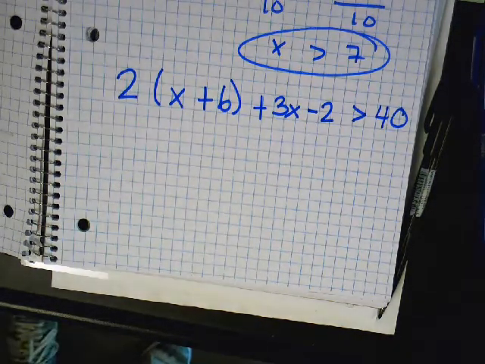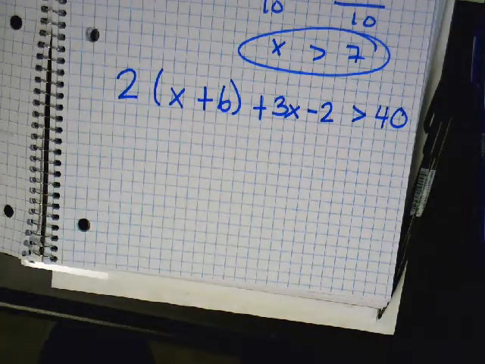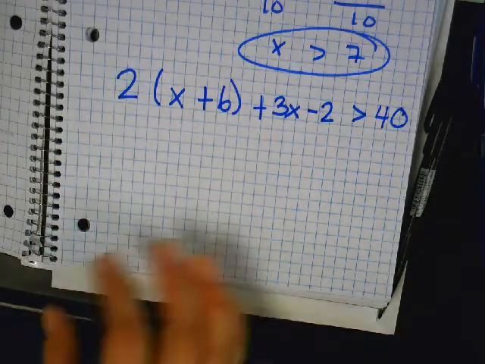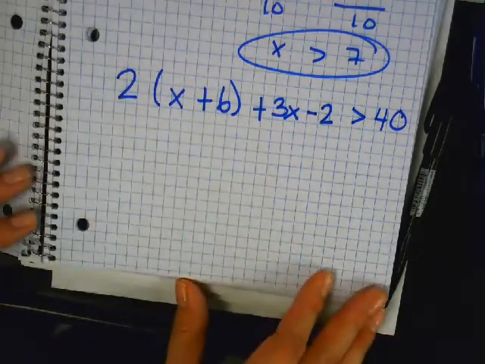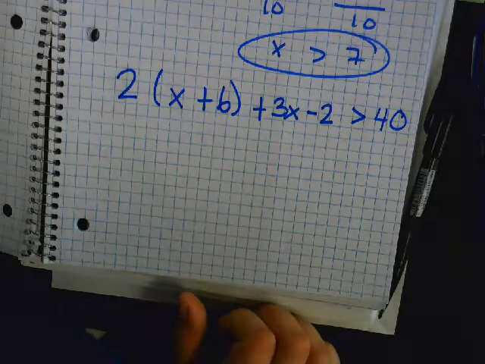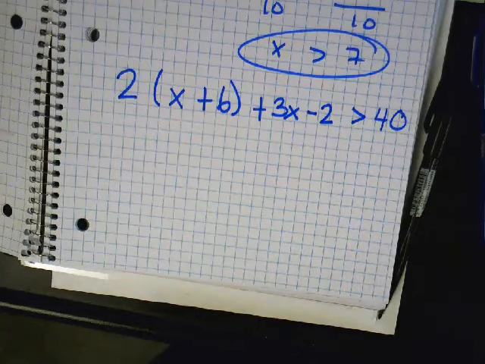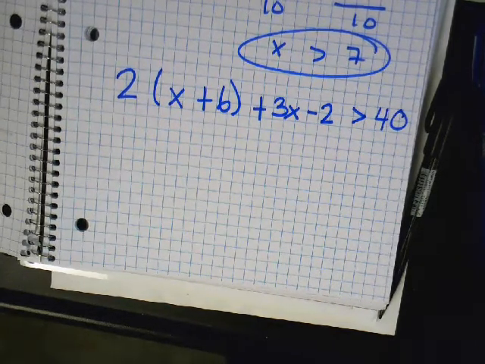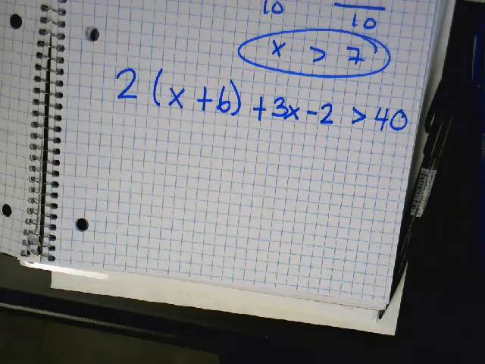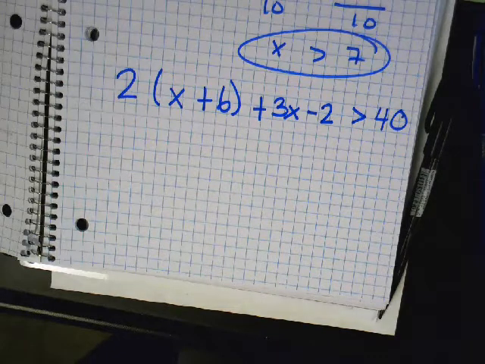All right, here we go. So this is what we call a multi-step. Two parentheses, x plus 6, plus 3x minus 2 is greater than 40. This is going to be like a 20-stepper. Actually, it's probably going to be more than that. This is where Miss O'Malley kept bothering you about your work: show your work, show your work, show your work.